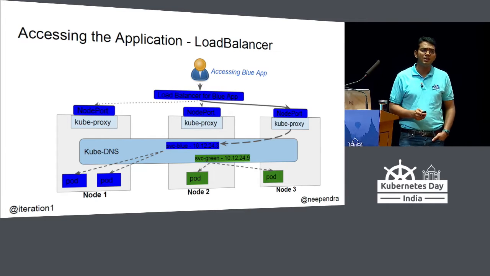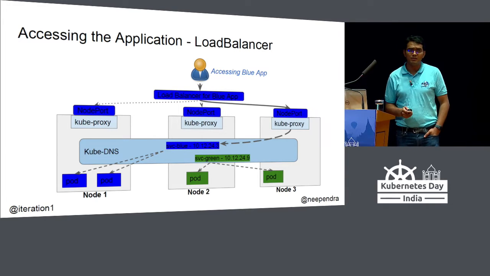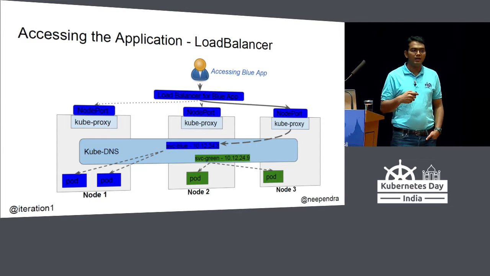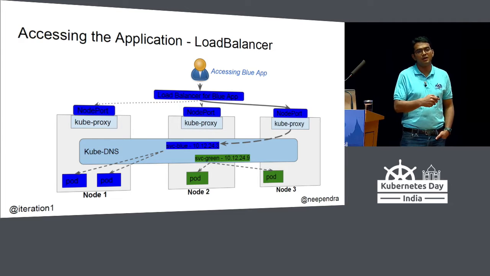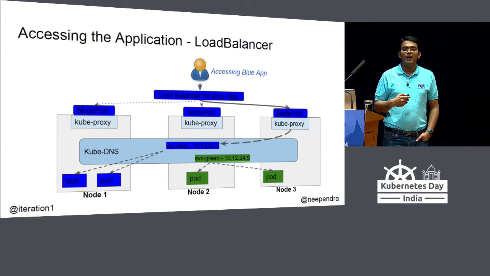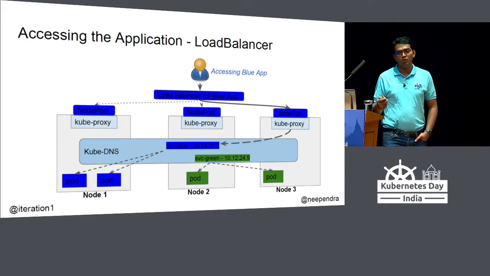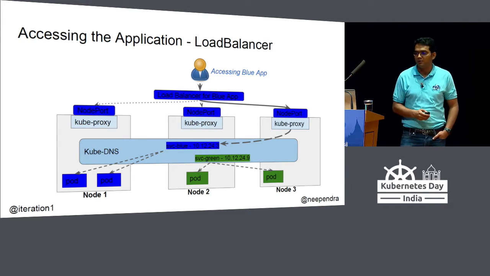So for that purpose, we have a service type called LoadBalancer, where we expose services with LoadBalancer, and the underlying cloud provider helps you create a LoadBalancer IP or DNS name. And as you get the LoadBalancer name, you go to one of the nodes, and from the node you go to the service and the pods behind the scenes.